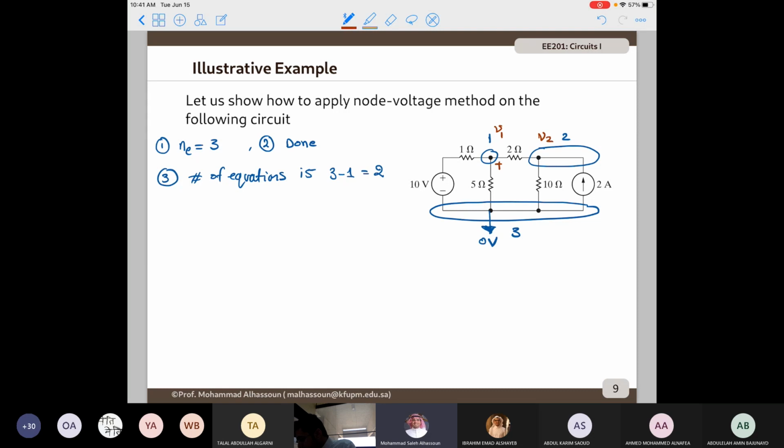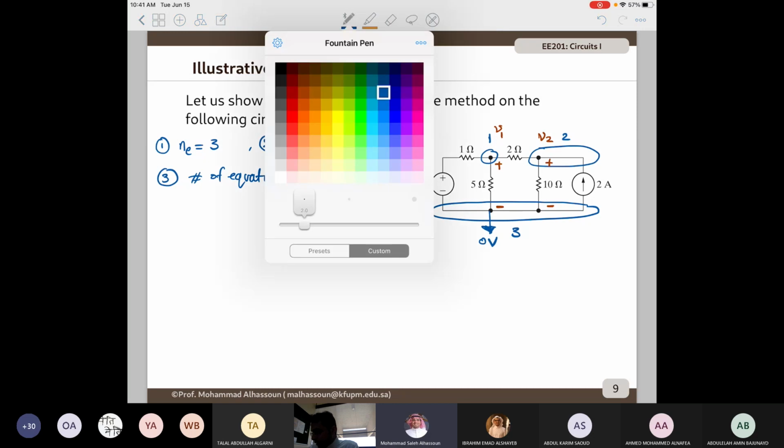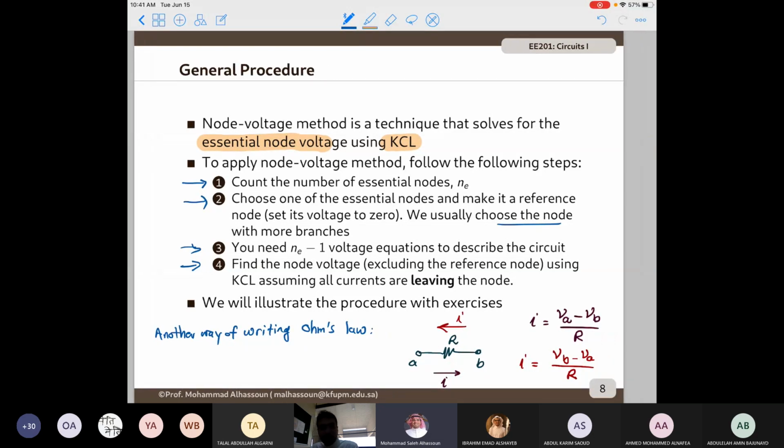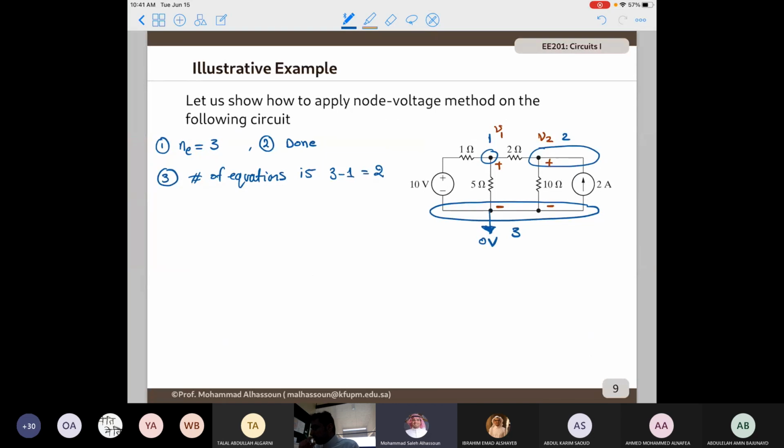V1 is the high potential at the node, and the low potential, which is the 0 potential, is at the reference node. Similarly, V2 is the same. So now I need to apply KCL, assuming all the currents are leaving the node. Let's start with node 1.